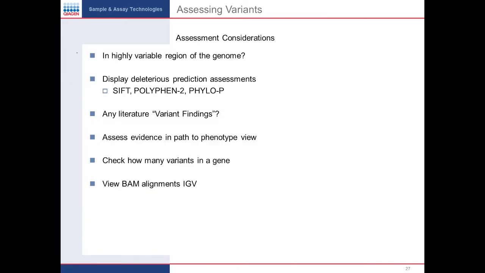So assessment considerations: does it come out in the variable in the confidence filter? If you do the highly variable region filter, take a look at the SIFT, PolyPhen-2 and PhyloP assessments. Is there any literature around it? That certainly helps. What's the evidence when you do a path to phenotype? How compelling does that look? Check to see how many variants are in the gene as a whole. These are going to be infrequent, so go to the common variant filter and check that out, and go look at the alignments. I would do all of this before I spend a nickel on additional sequencing.